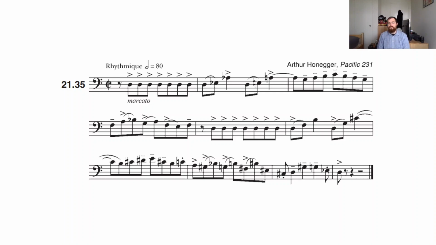Can we do the last four measures in time now? This is our eighth note. Ready? There's your C sharp. 1, 2, 3, pardon me. 1 and 2 and 3 and 4 and.